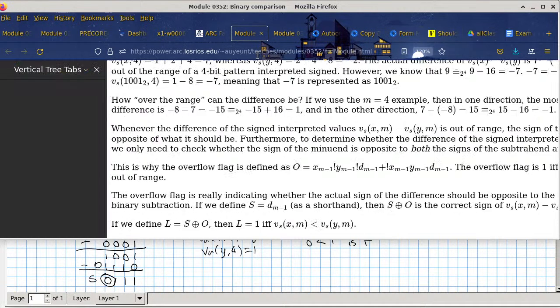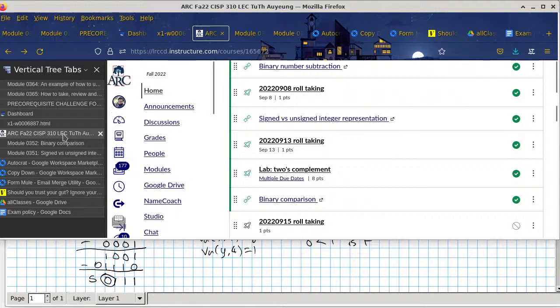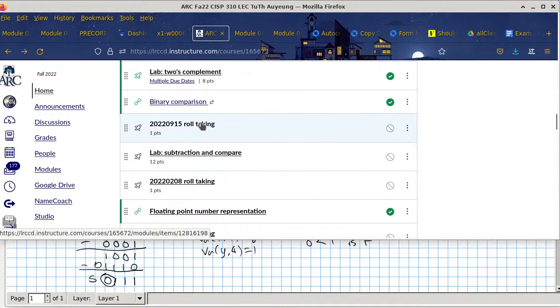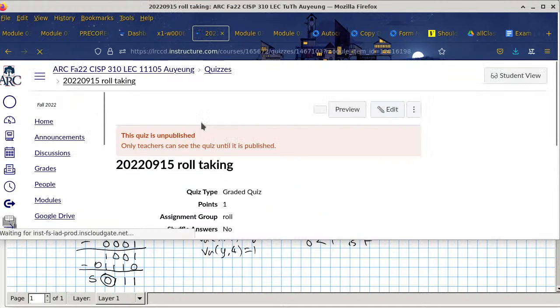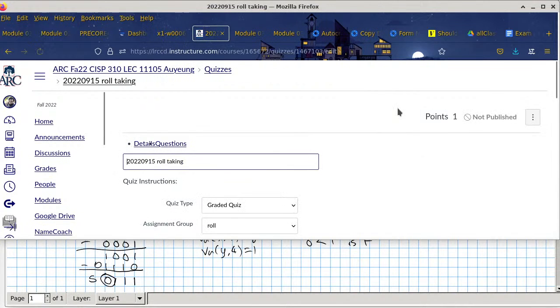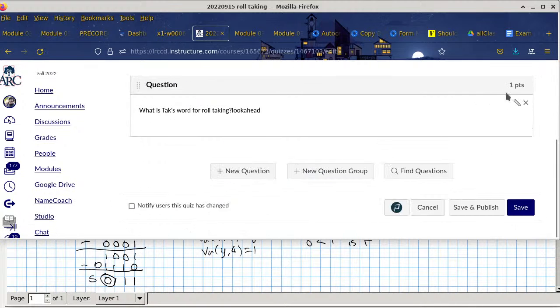Let's see. I just need to find a link to the class. And then we take roll today. I think I found a better way to take roll. This is a little bit more cumbersome than I really want it to be.